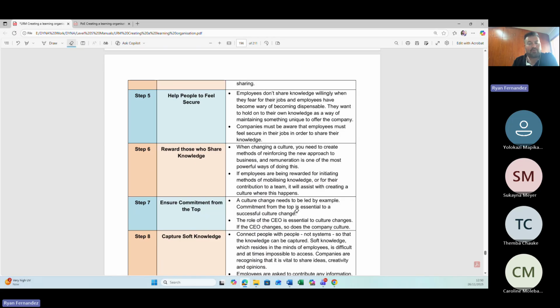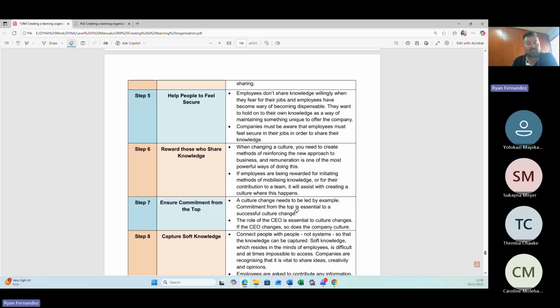So at the top of the organization, are they sharing knowledge? Are they able to say, listen, this is how we are going to become the leaders in knowledge management? They need to set the example.